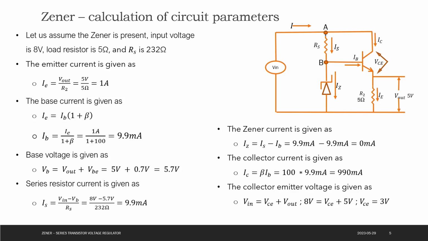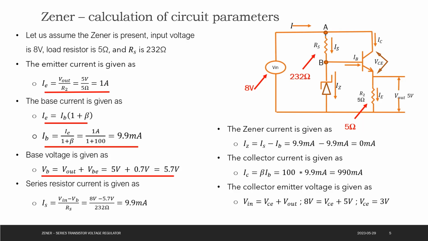Let us now put the Zener back in the circuit. With minimum input voltage of 8 volt and maximum load of 5 ohms, let us calculate the currents. We know that the series resistor is 232 ohms. With this, IE is given as Vout by R2, that is equal to 1 amp. We know that IE is equal to IB into 1 plus beta. Then base current is IE by 1 plus beta. This results in 9.9 milliamps.